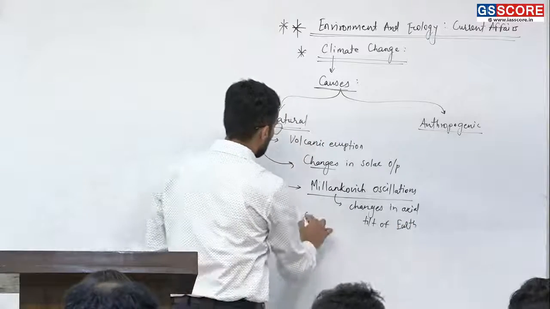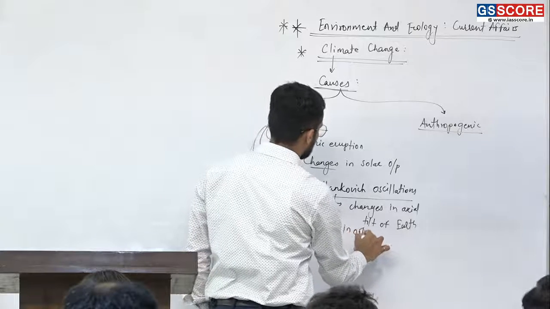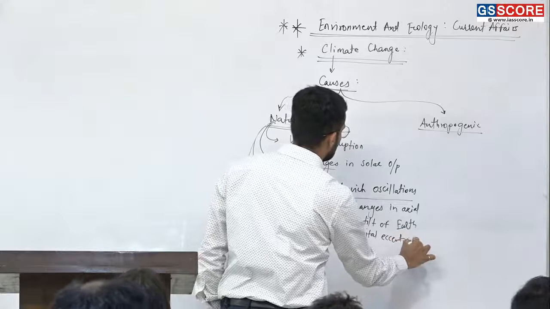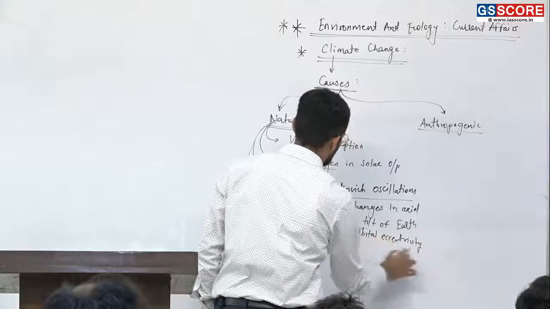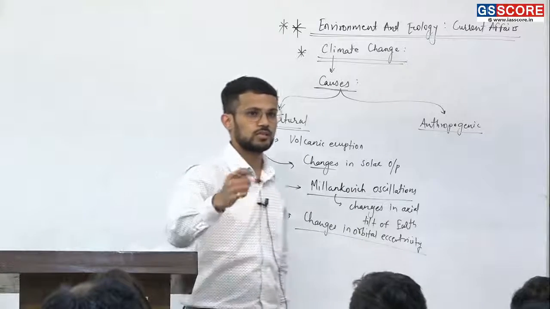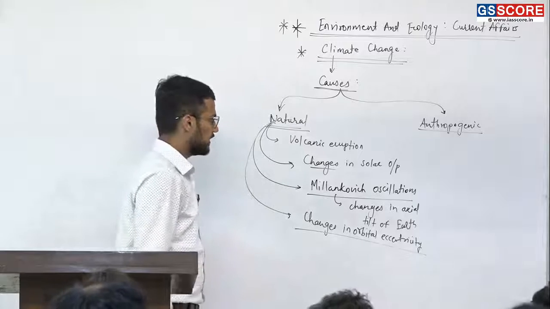Even changes in orbital eccentricity, because orbital eccentricity determines the shape of the orbit. If orbital eccentricity changes, the shape of the orbit will also change, and that will have its impact on climatic conditions. Right? Any other?